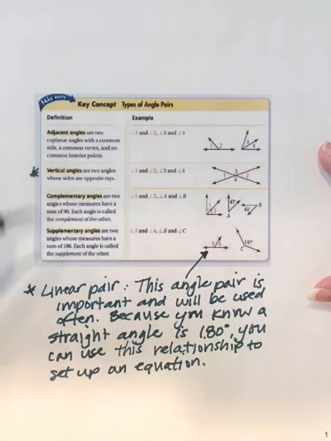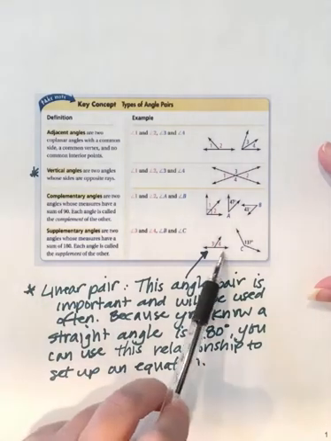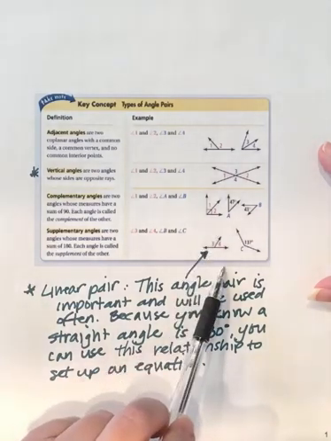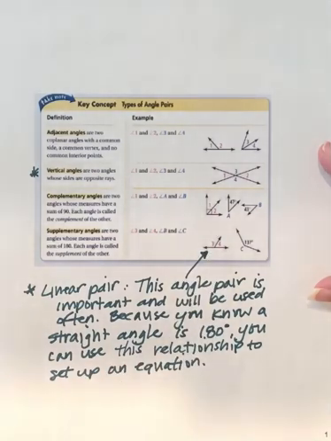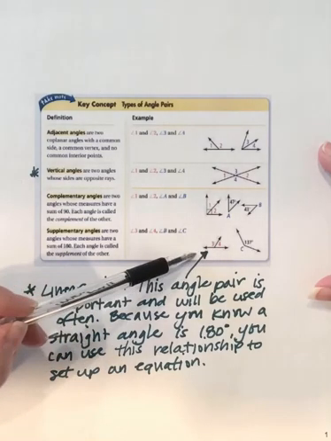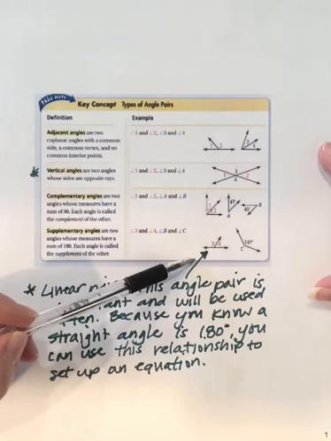I have another asterisk here. If you look carefully at this figure, a linear pair, and we'll get into that more later, but this is very important because it is going to be used very often as well, because you know every time you see a straight angle, that's 180 degrees.